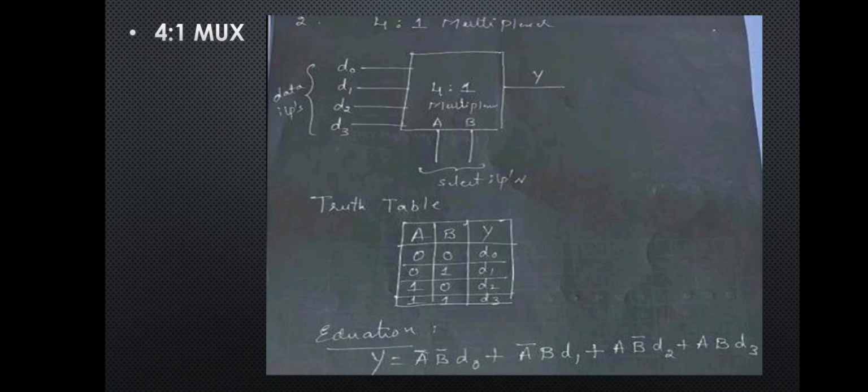Then 4:1 multiplexer. Similarly, in a 4 to 1 multiplexer, there are 4 inputs and 1 output, and to select any one of the 4 inputs there are 2 selection lines. So depending on the input to the selection lines, any one of the inputs is connected to the output, and this is the truth table of the 4 to 1 multiplexer.